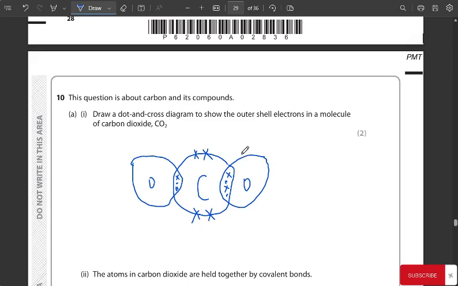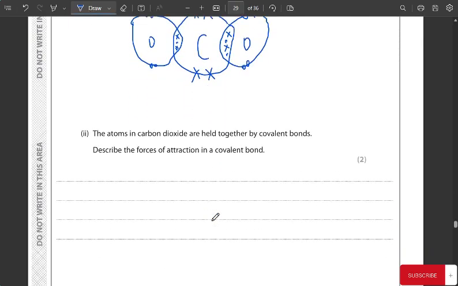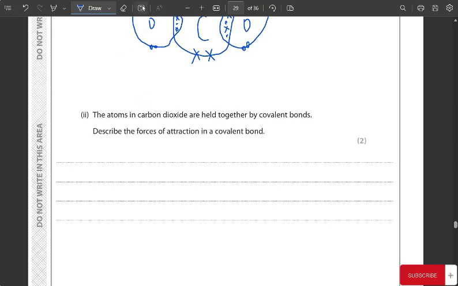Okay, and here, and here also. Okay, and that's all. The atoms in carbon dioxide are held together by covalent bonds.